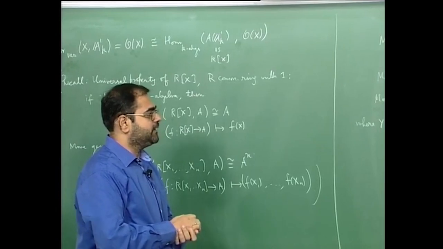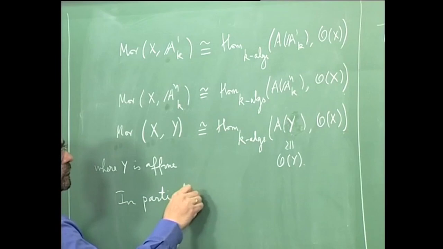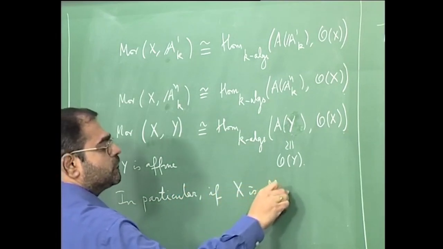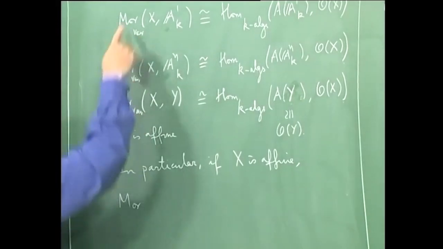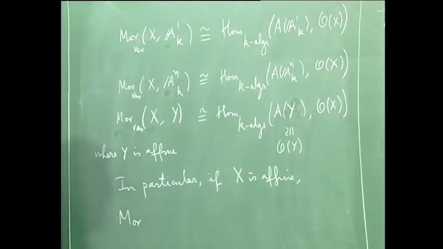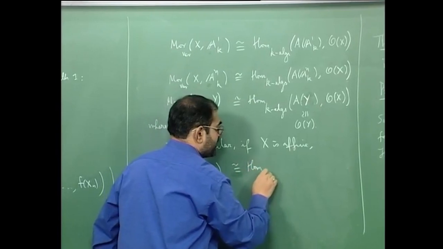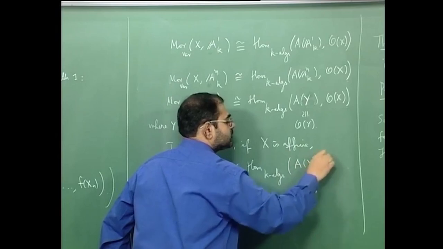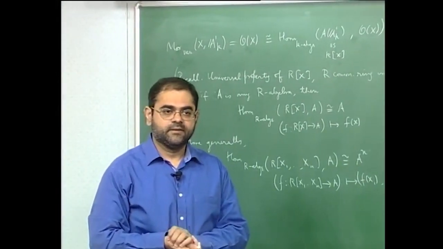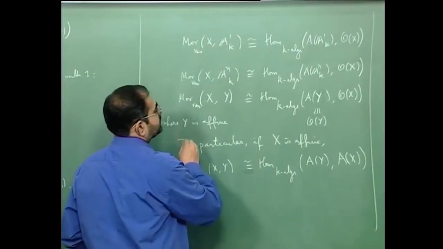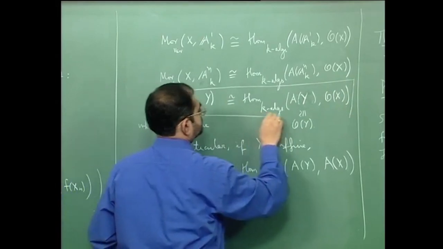And in particular, if X is affine, the last statement says that the morphisms, and here of course these are all morphisms as varieties. On this side it is the geometric side, morphisms between geometric objects, and this side is the algebra side, the commutative algebra side. So the morphisms of varieties from X to Y can be identified with homomorphisms of K-algebras from A(Y) to A(X). And mind you, I can replace O(X) by A(X) because they are the same as X is an affine variety. So these are the two important statements, this one and this one.